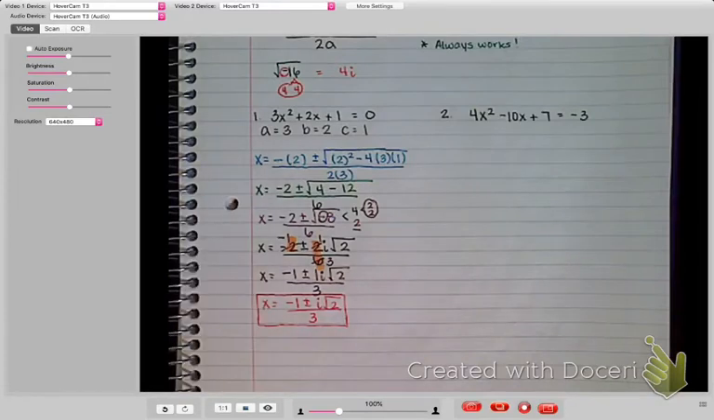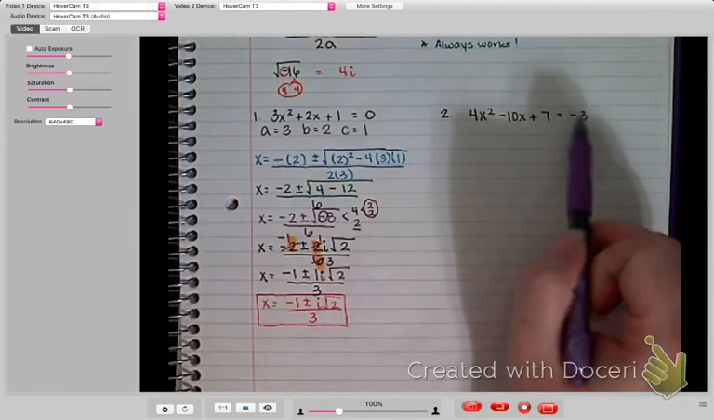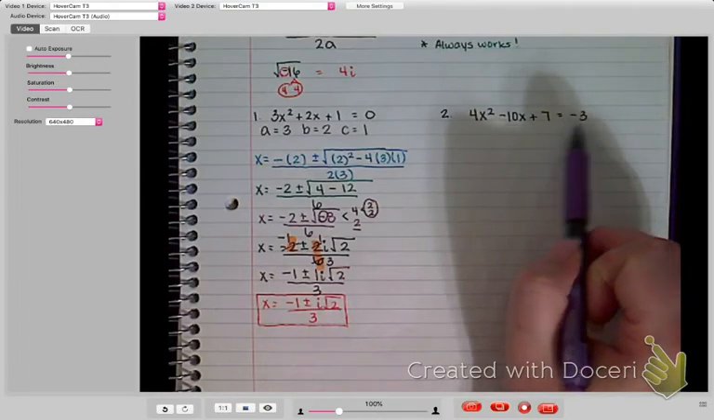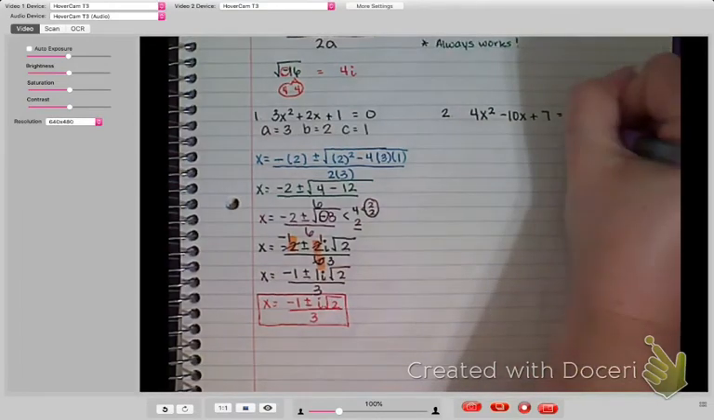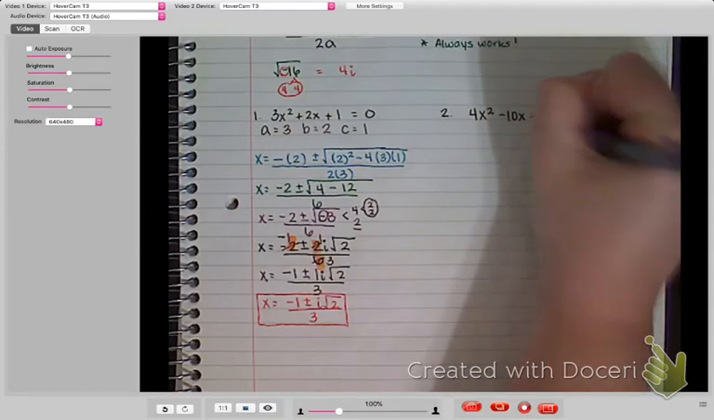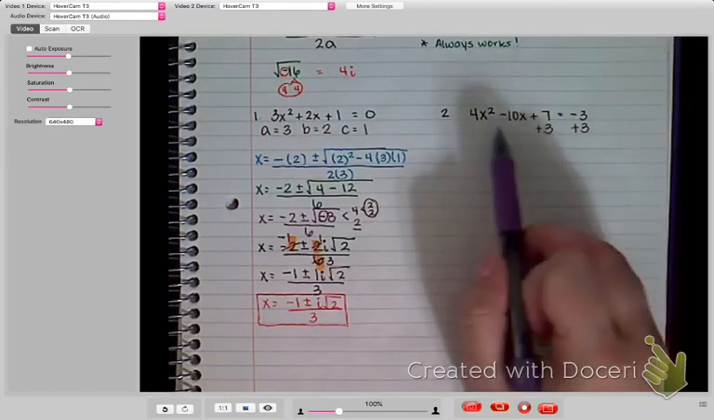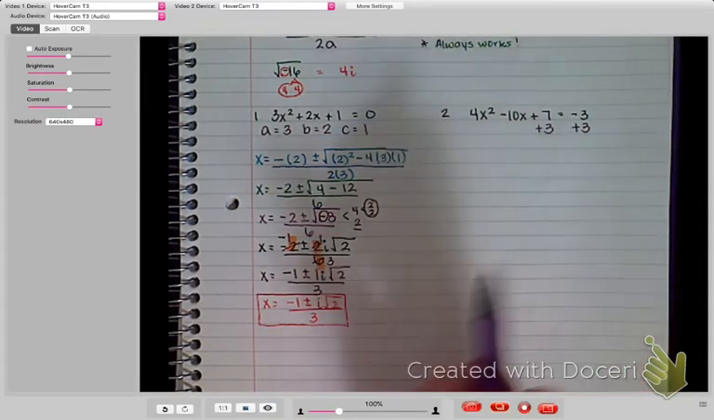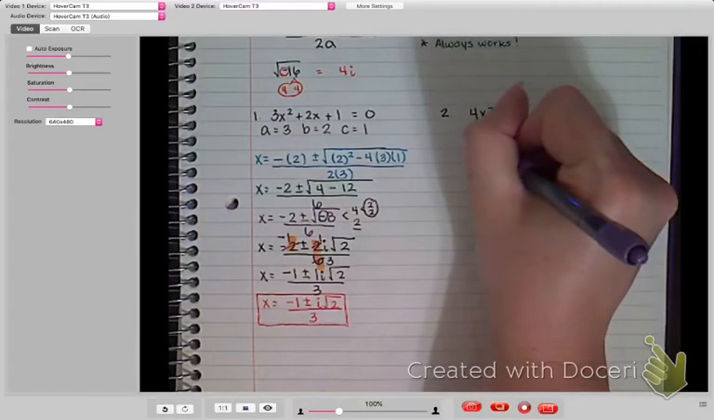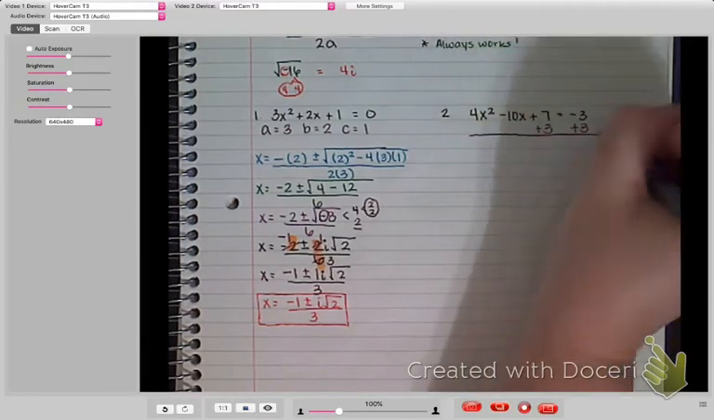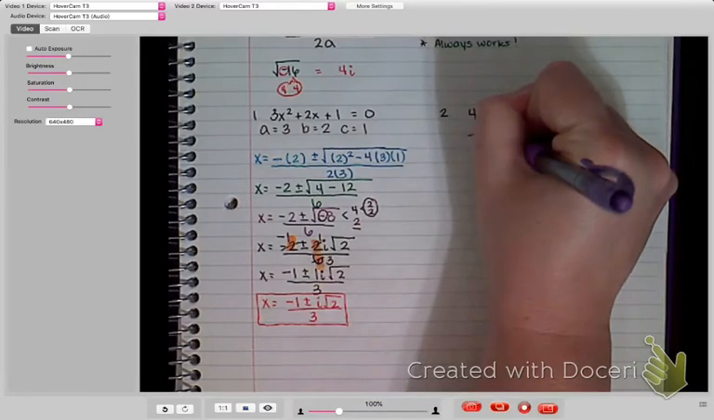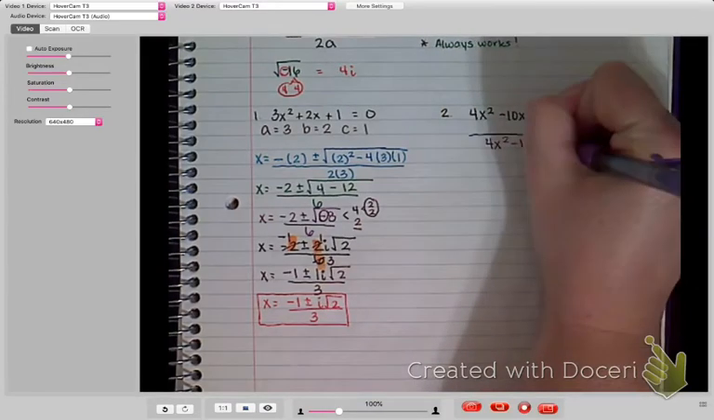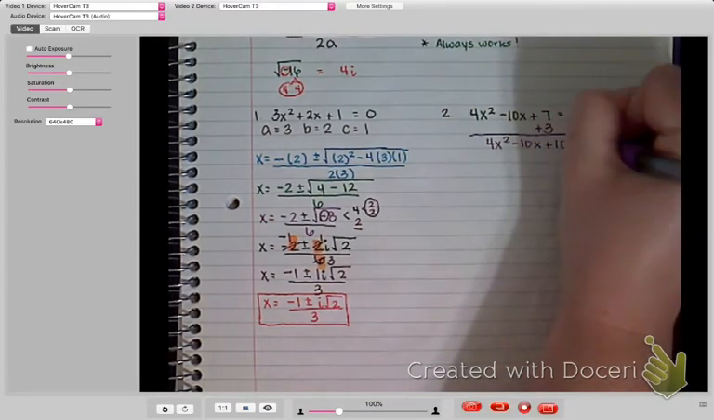But here we go. All right, first thing I notice is that my equation is not set equal to 0, which means I'm not in standard form. So I'm going to start by adding 3 to both sides. Make sure that if you're going to move something from the right to the left, you combine it with its like term on the left-hand side. So this gives me a new equation of 4x squared minus 10x plus 10 equals 0.